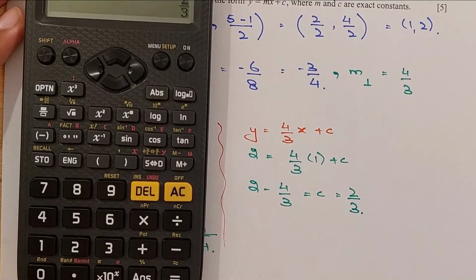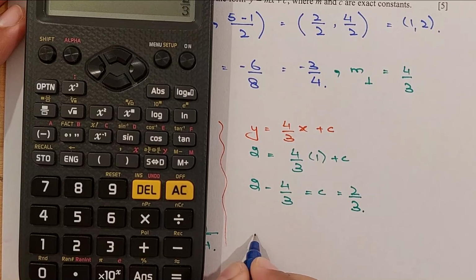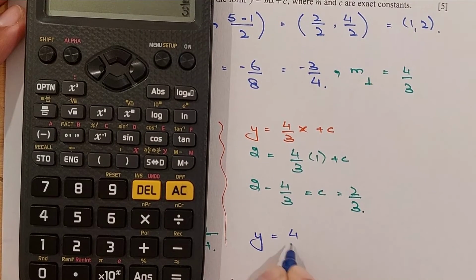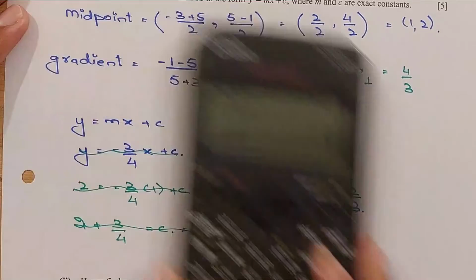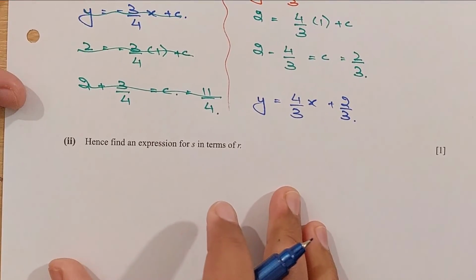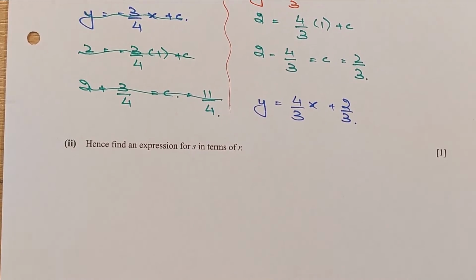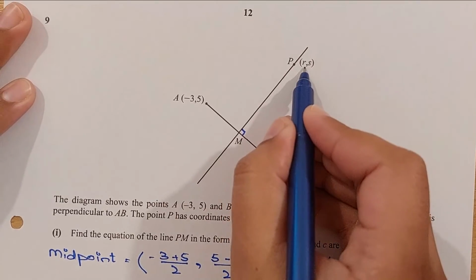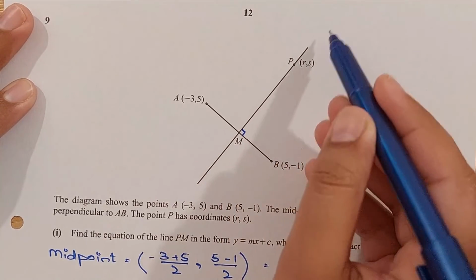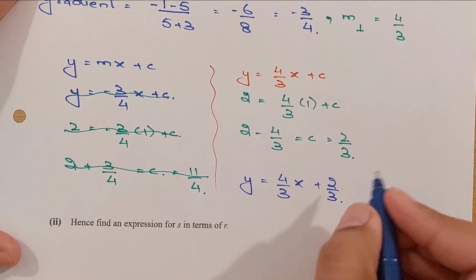So this is the equation of the line that is perpendicular to AB through M: y = 4/3 x + 2/3. Now for the second part, hence find an expression for s in terms of r. As you can see, the coordinates of point P are (r, s), and the point P lies on the line PM. So this is the equation of line PM.